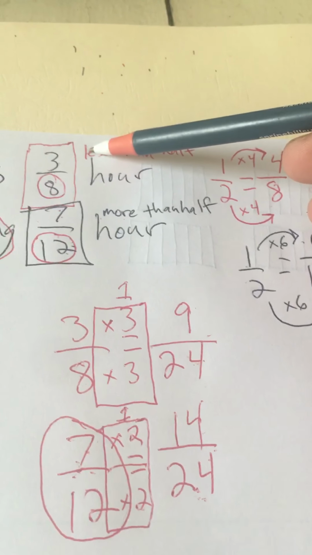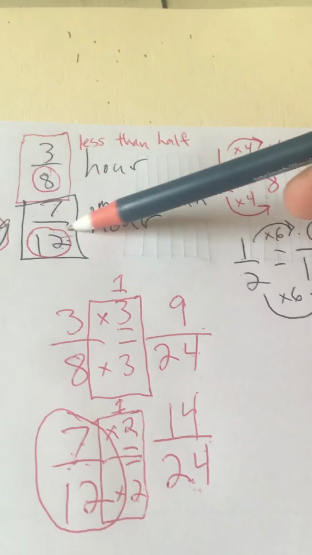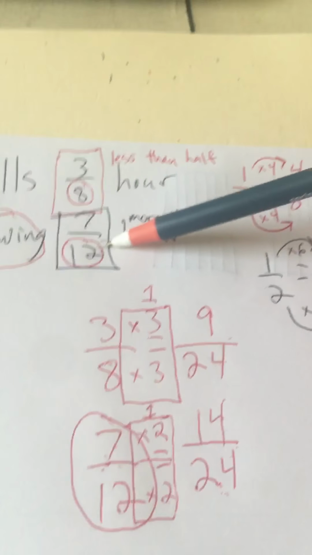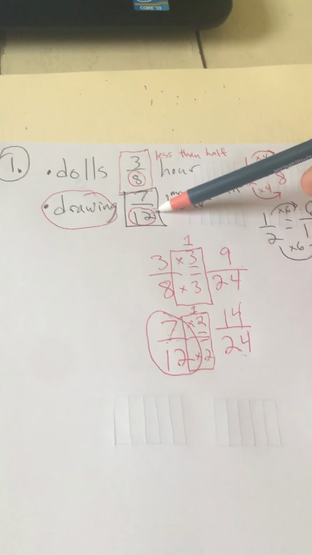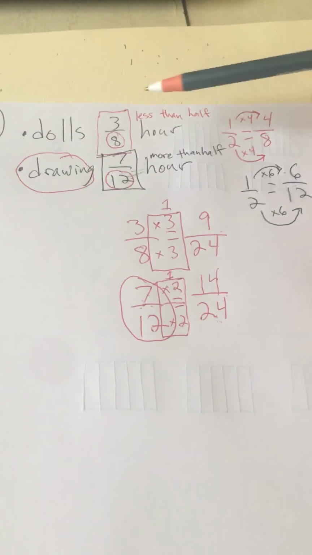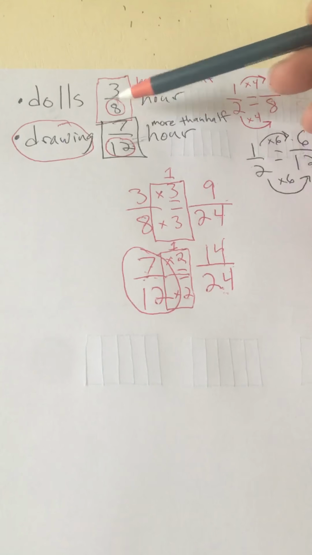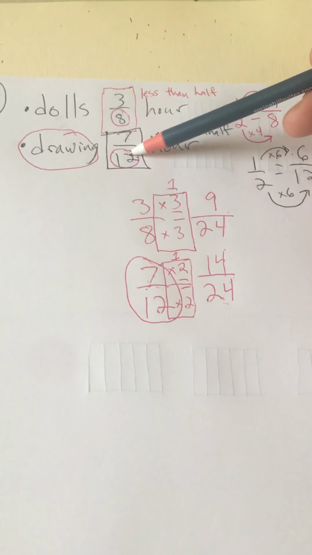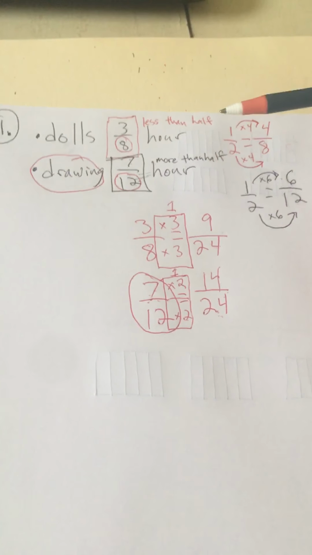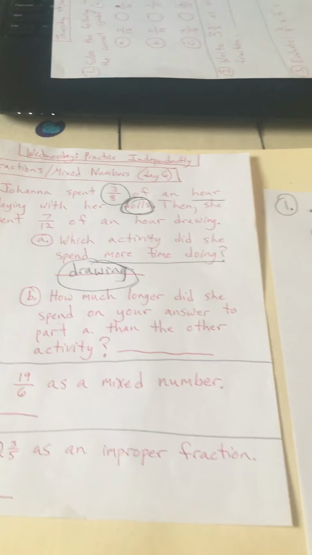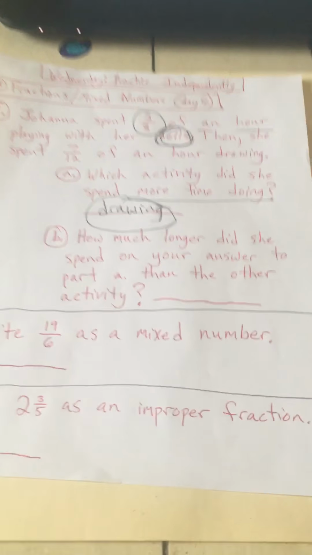So if we know that this one's less than half and this one's more than half, we know that the one that's more than half is bigger. Okay? So that's another strategy. They call that finding benchmarks. Comparing this to 1/2 and comparing this to 1/2. If one of them's less and one of them's more, then you know that the one that's more is bigger than the one that's less. So drawing is our answer for part A. Thank you for paying close attention to that one.